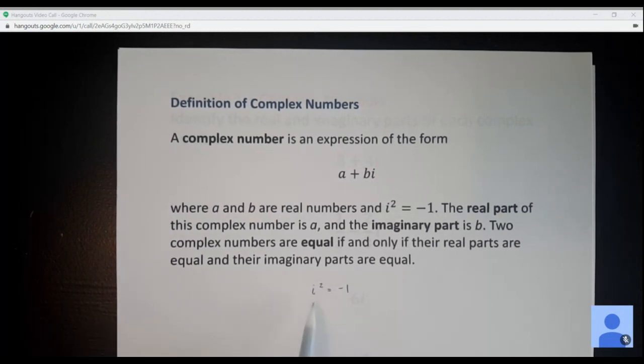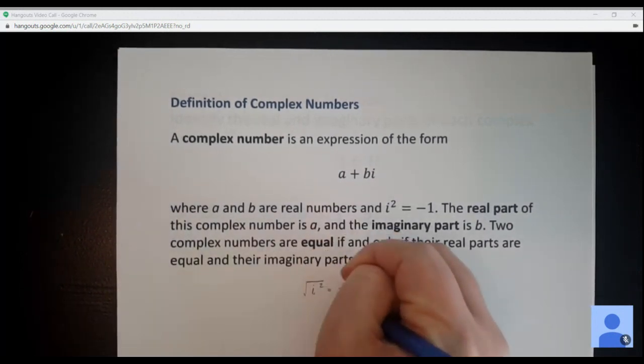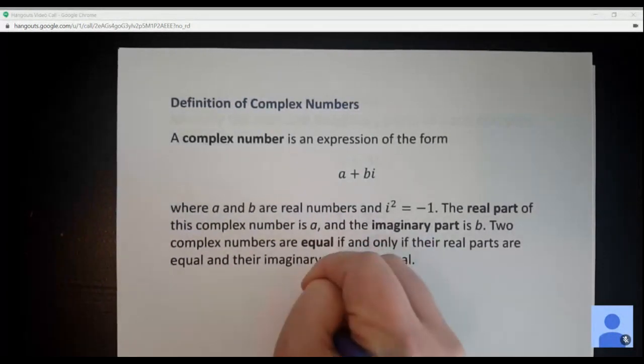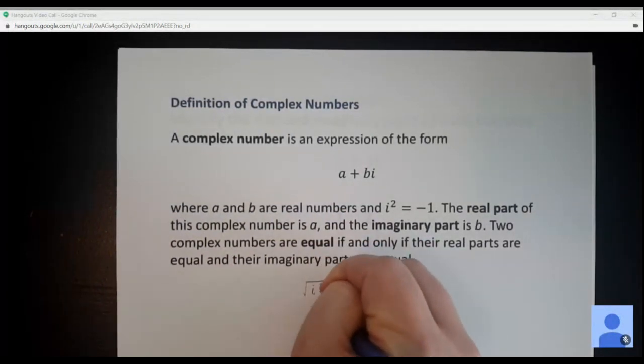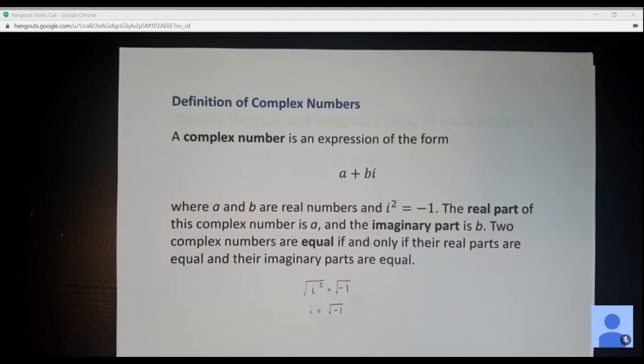All right, so if we've got i squared is equal to -1, if I just want to know what i is equal to, what I'm going to do is I'm going to take the square root of both sides here, and that means that i is equal to the square root of -1. So that's the value of i that we're always going to be looking at.